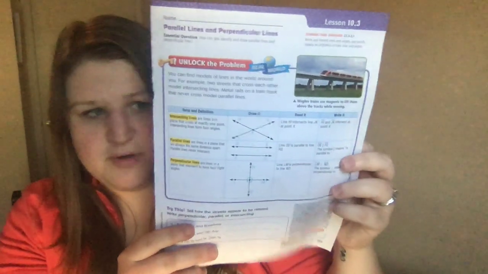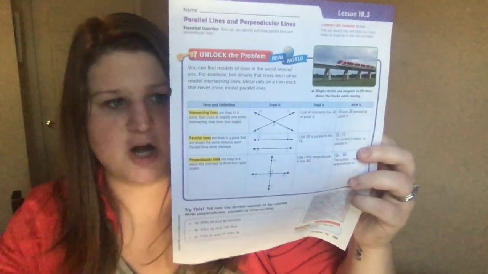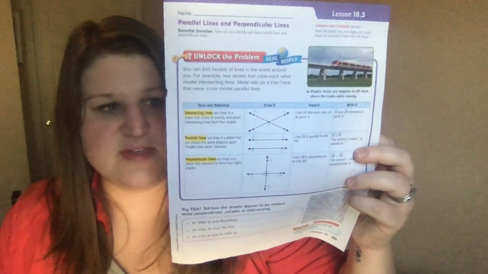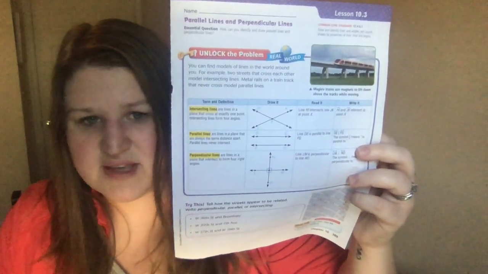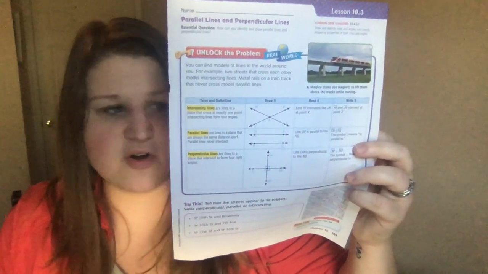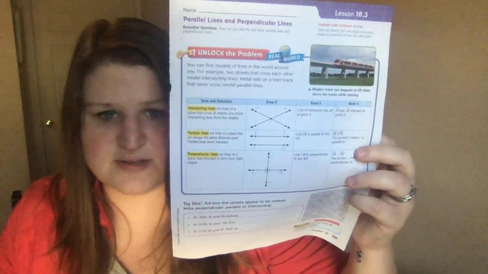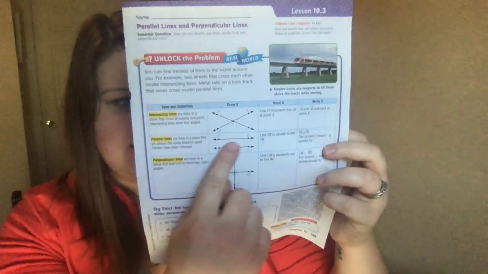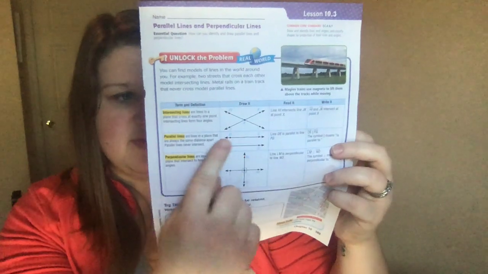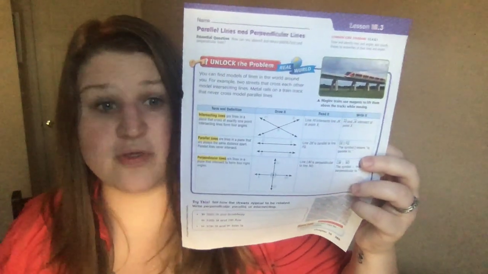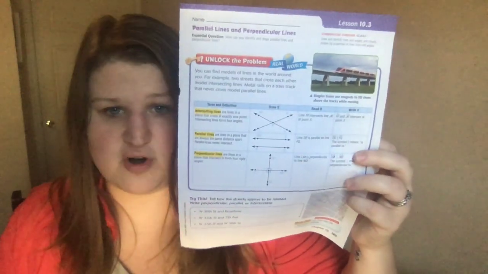The second example, so I'm looking right here now, are parallel lines. And these are lines that are always the same distance apart, and they're never going to cross or intersect. So if you take a look at these lines here, the arrows are there to just show those lines would keep on going and they would never cross.